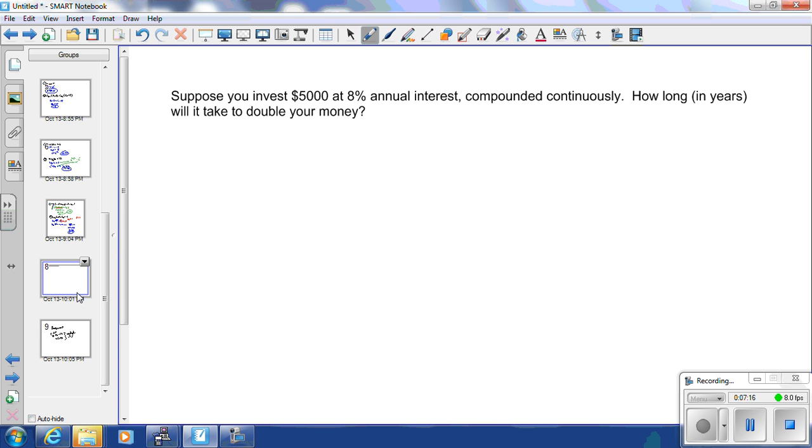Okay, we'll wrap it up here with another problem. This one, a word problem. I encourage you to dig around the word problems in the section. But this one: suppose you invest $5,000 at 8% annual interest, but it's compounded continuously. Now, if you remember, PERT, as I heard some of you refer to it in class the other day.